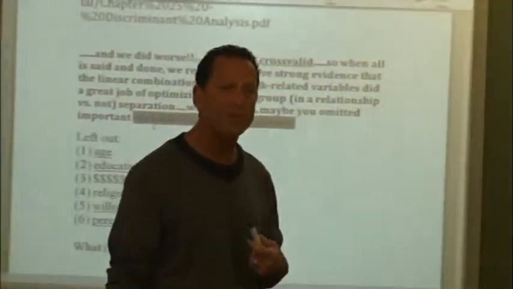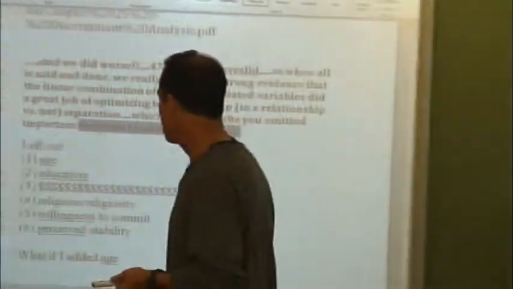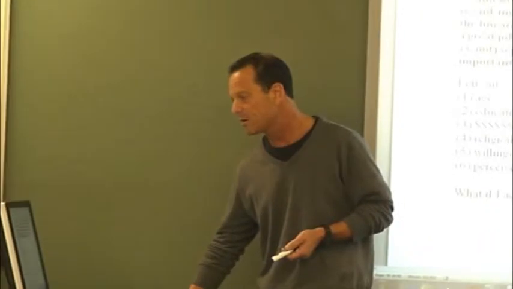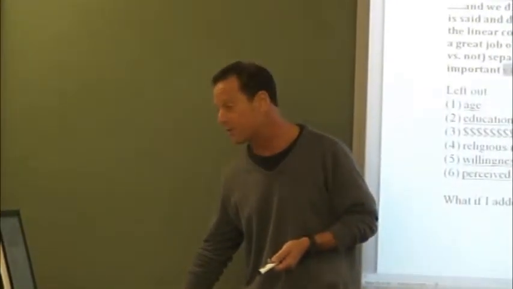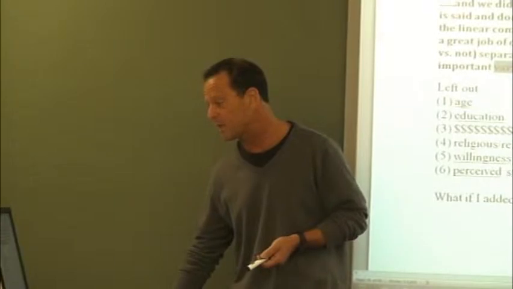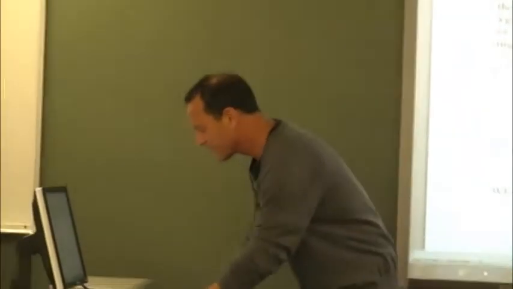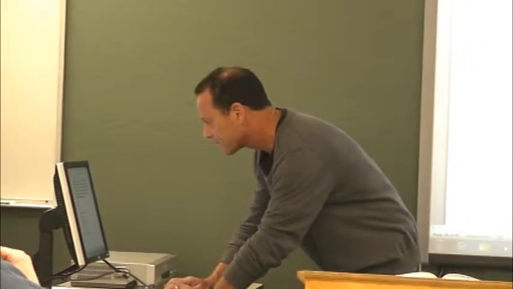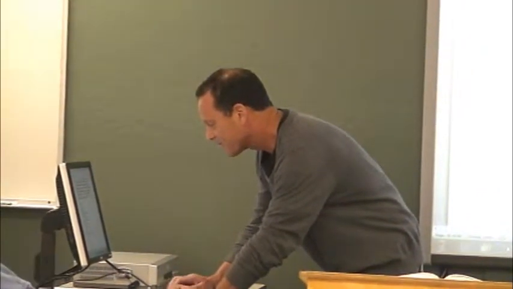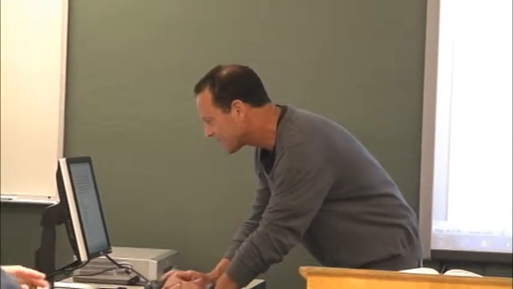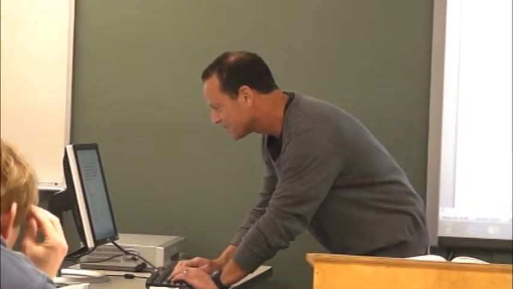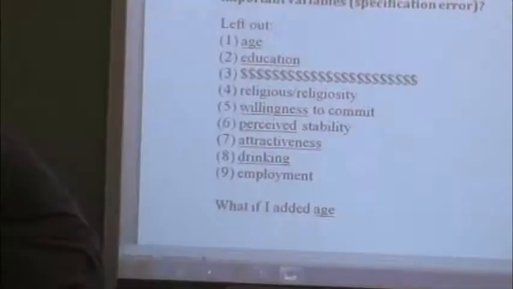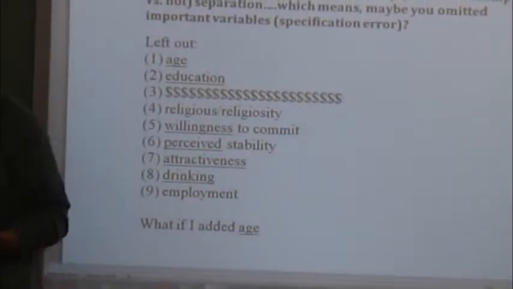Could there be other things that predict if you're in a relationship or not? Age, education, money, religiosity, willingness to commit, perceived stability. Add another one, everybody. Attractiveness. Okay, yeah, we didn't even have that. We didn't have any drinking variables this semester, let's still add it. Okay, add drinking. Employment? What do you mean exactly by employment? Do you have a job or not? Okay, so there's a lot that we've left out.